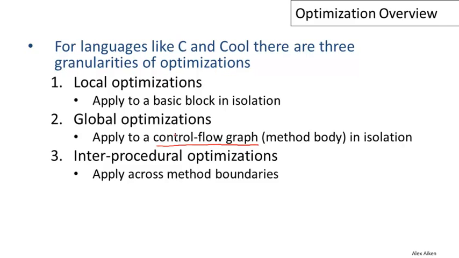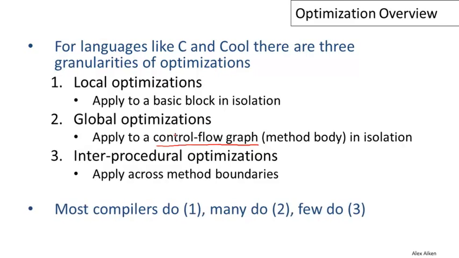And finally, there are interprocedural optimizations. These are optimizations that work across method boundaries. They take multiple functions and move things around to try to optimize the collection of functions as a whole. Now, many compilers do one. In fact, almost all compilers do one. Many compilers today do two, but not very many actually do three. Okay, so you see decreasing numbers of compilers doing these optimizations as you move up in the granularity. And partly that's because the optimizations are more difficult to implement, so it's just more work to implement the interprocedural optimizations, but also because a lot of the payoff is in the more local optimizations.